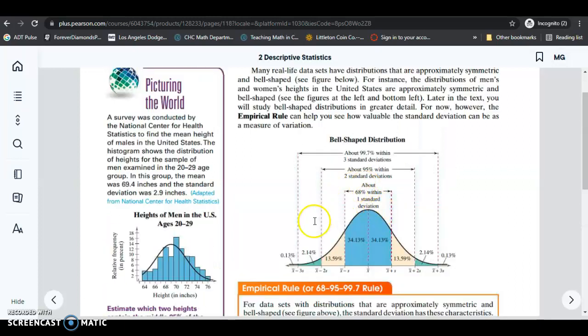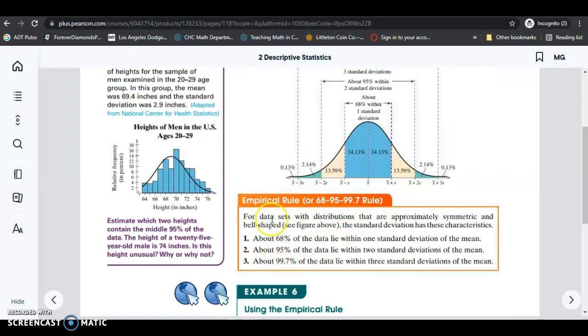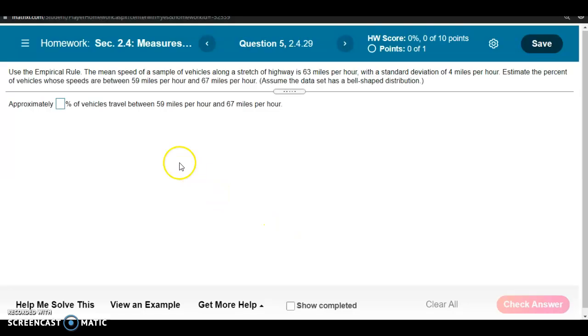So for data that are bell-shaped and symmetric, these values, 68%, 95%, 99.7%, don't change. But what will change are what the mean and standard deviation are. So let's go ahead and look at this problem once again.